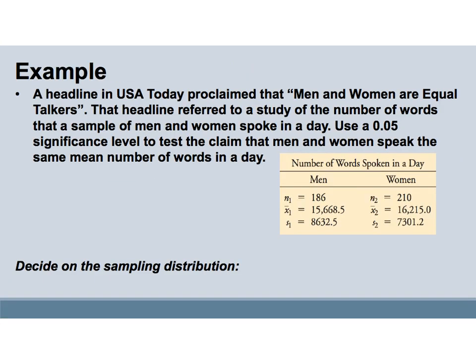Alright, so your first example there. A headline in USA Today proclaimed that men and women are equal talkers. That headline referred to a study of the number of words that a sample of men and women spoke in a day. Use a 0.05 significance level to test the claim that men and women speak the same mean number of words in a day. So step 1, is it independent or dependent? Well, just like the other example, this is men, women, doesn't say they have any relationship, so this is independent.